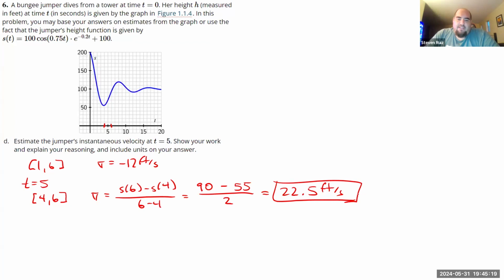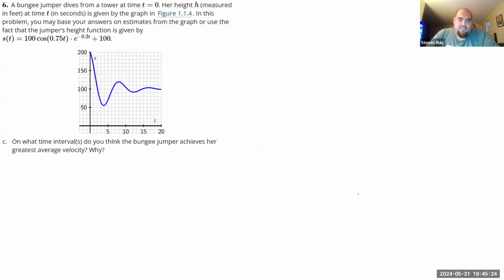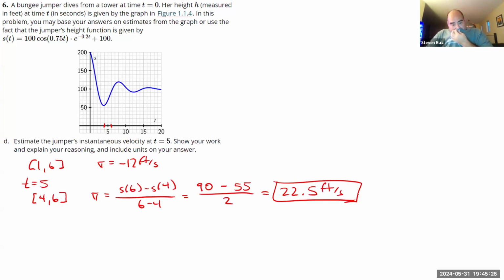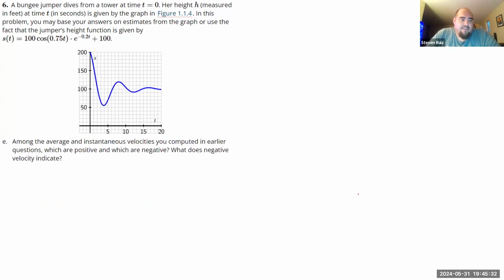One thing I do want to point out is that this is a positive. I believe this is the first positive value we've gotten for an average velocity. So what does it mean that that average velocity is positive? I'll hold that, because the next question attends to that exact thing. Among the velocities we computed, which are positive, which are negative? What does negative velocity indicate?